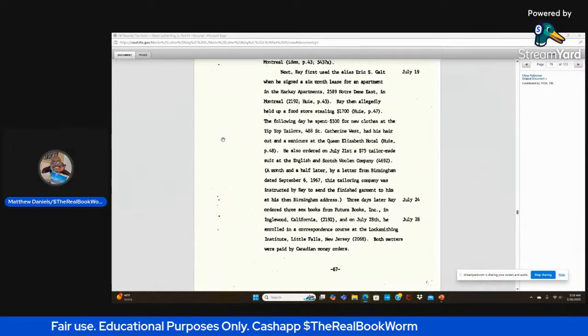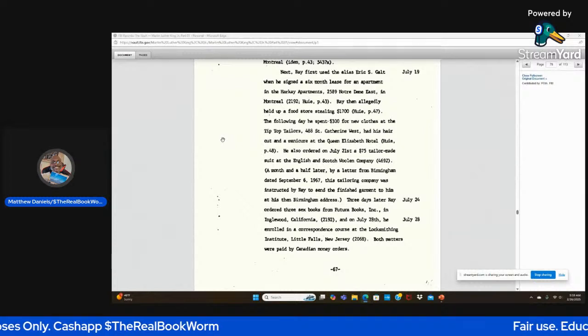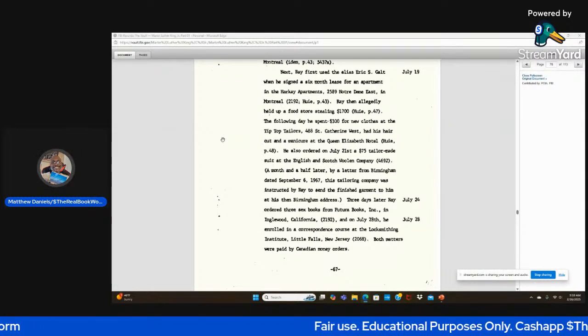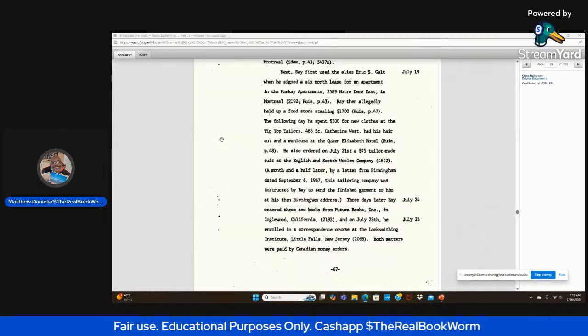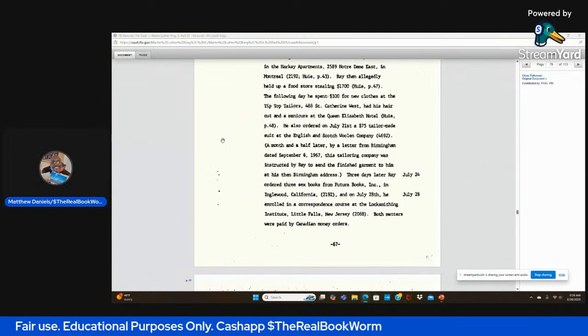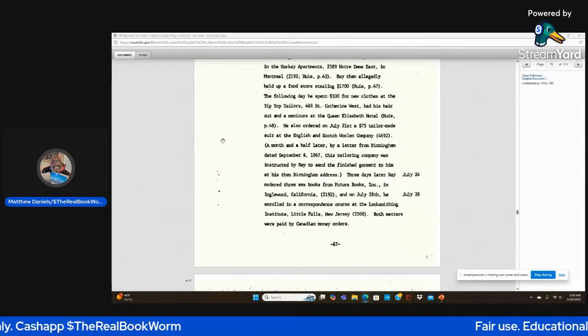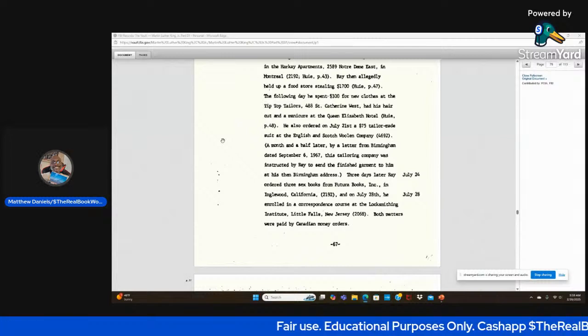The following day, he spent $300 for new clothes at the Tip Top Tailors, 488 St. Catherine West, had his hair cut and manicured at the Queen Elizabeth Hotel. And it's odd that they know all these details about him. He also ordered on July 21st a $75 tailor-made suit at the English and Scott Woolen Company.